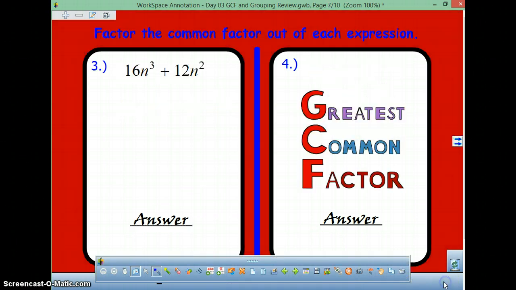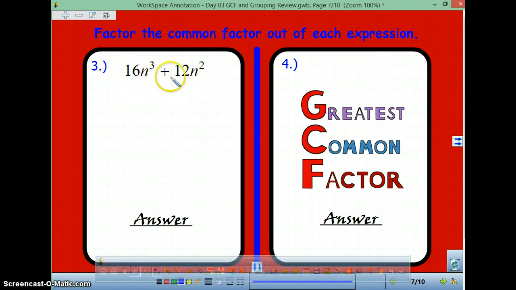Let's try another one. Can I factor this by GCF? Yes, I can. There is a number that goes into both of these terms. 4 goes into 16 and 12. I look at the variables next. What variables go into n cubed and n squared? N squared, of course.